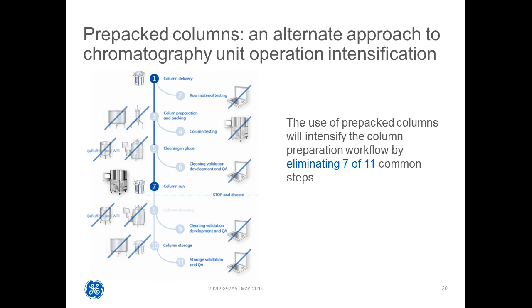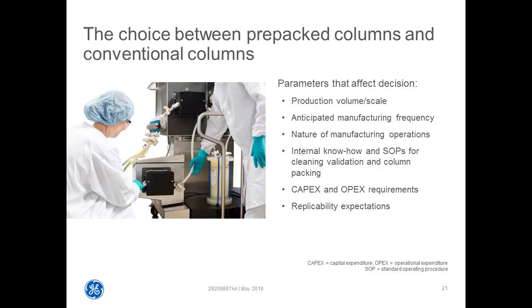So that being the case, why can't we always use pre-packed columns? Pre-packed columns are not necessarily single-use columns. They're more considered as campaign-use columns, and the decision factor comes down to a few critical parameters. The first thing we need to think about is the production volume or production scale. We need to think about the manufacturing frequency. We need to think about the nature of manufacturing operations, whether we're producing a single product off of that process train, or are we producing multiple products. What is the internal know-how and knowledge base when it comes to cleaning, validation, and column packing? And what are some of the considerations around CAPEX, OPEX, and replicability expectations?